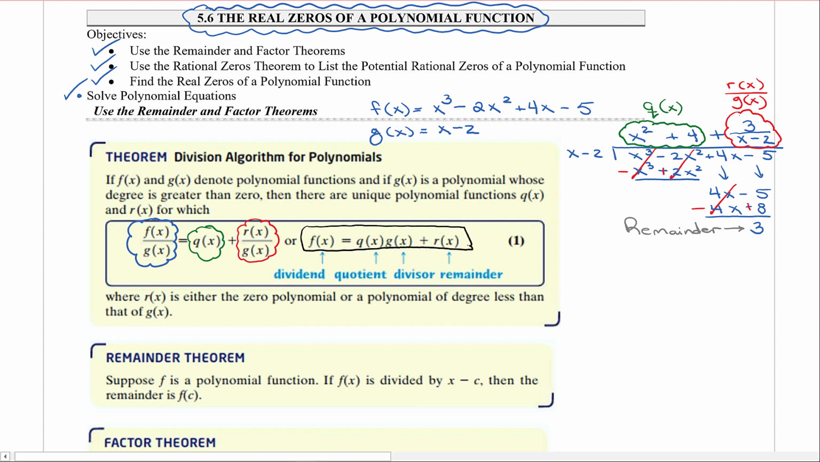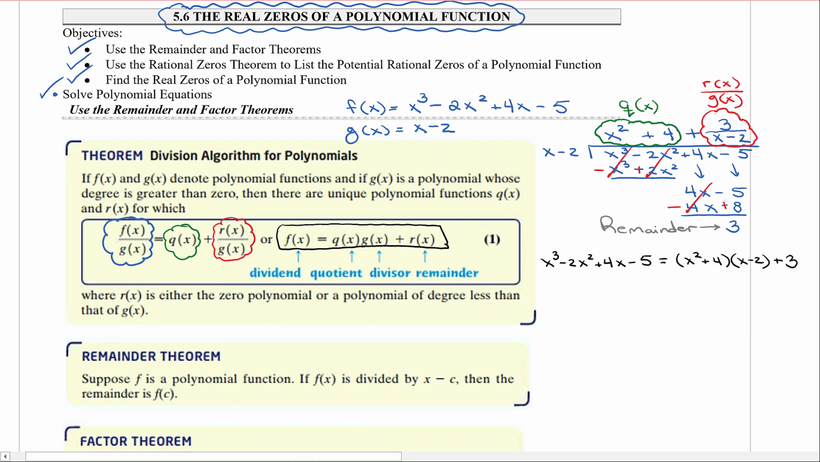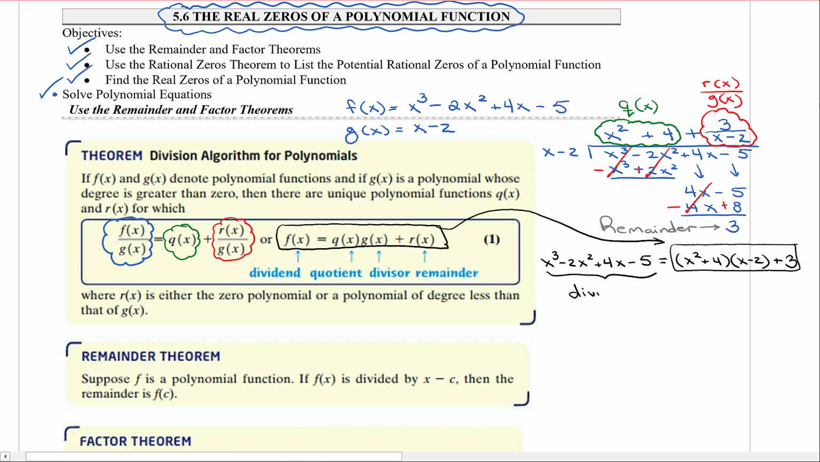Now let's look at the other part here. If I wanted to rewrite this in a slightly different way, I could rewrite this as the dividend is equal to the quotient times the divisor, and then I would add the remainder. This is what we would normally do to check our long division on a polynomial division. This part that I'm boxing in on the right is the part you do to check your work for the top problem. You would multiply the divisor with the quotient and add the remainder, and it should come out to your dividend.